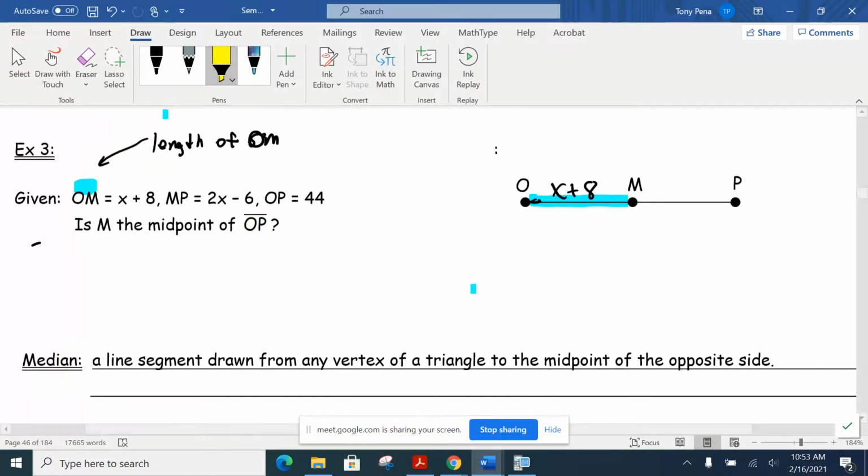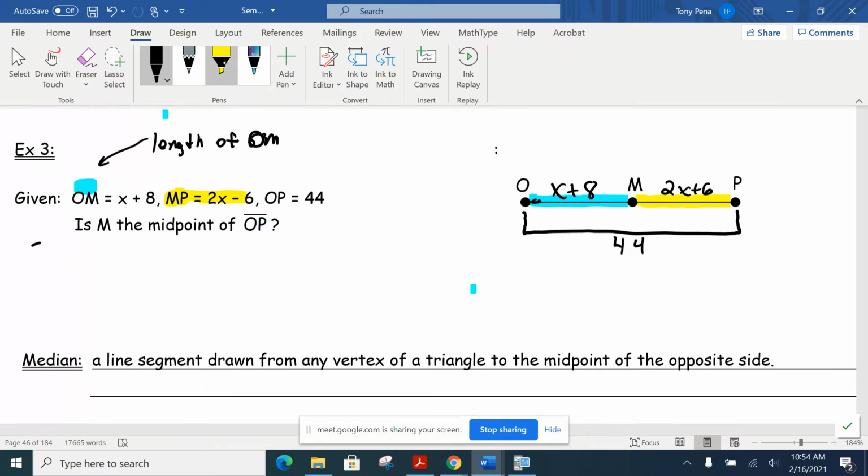Next thing you were told is that the length of MP is 2x plus 6. So if I come over here to MP, that has a length of 2x plus 6. Then you were told about OP. Think about what OP is: O is the beginning, and then all the way to P, this whole length from O to P has to be 44. So that's what these first 3 statements tell you.